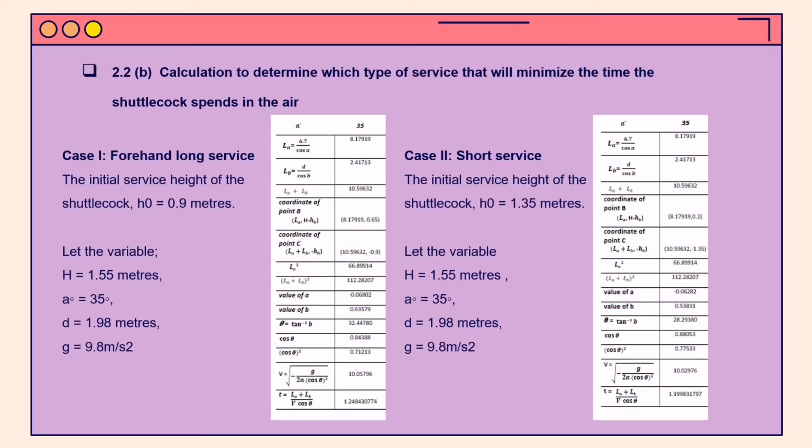Calculation to determine which type of service will minimize the time the shuttlecock spends in the air. Case 1, forehand long service. The initial service height of the shuttlecock is at 0.9 meters, while the initial service height of the shuttlecock for Case 2, short service, is at 1.35 meters. And the other variables are assumed as follows.